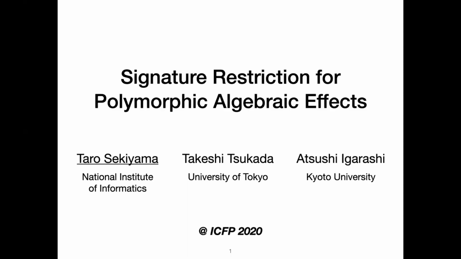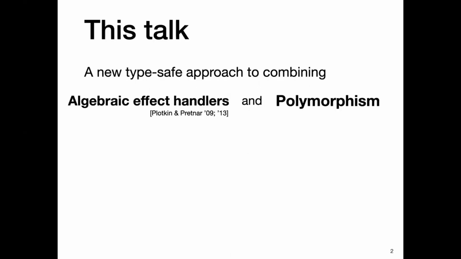Hello, I'm Taro Sakiyama. This talk is about our ICFP paper, Signature Restriction for Polymorphic Algebraic Effects. In this work, we consider a new type-safe approach to combining two programming features, algebraic effect handlers and polymorphism.